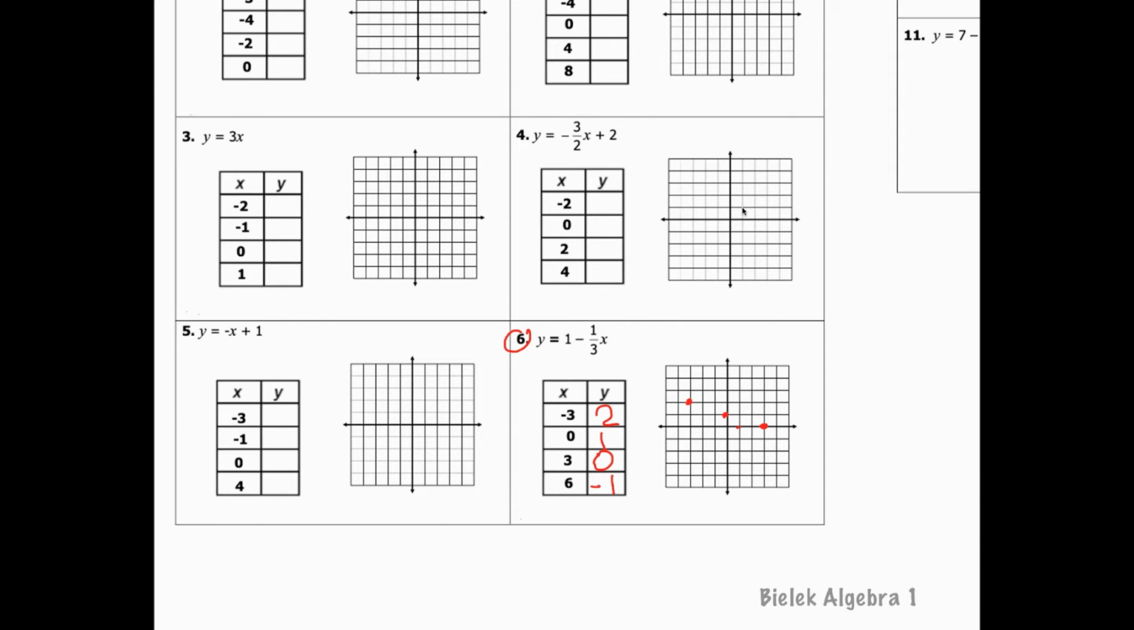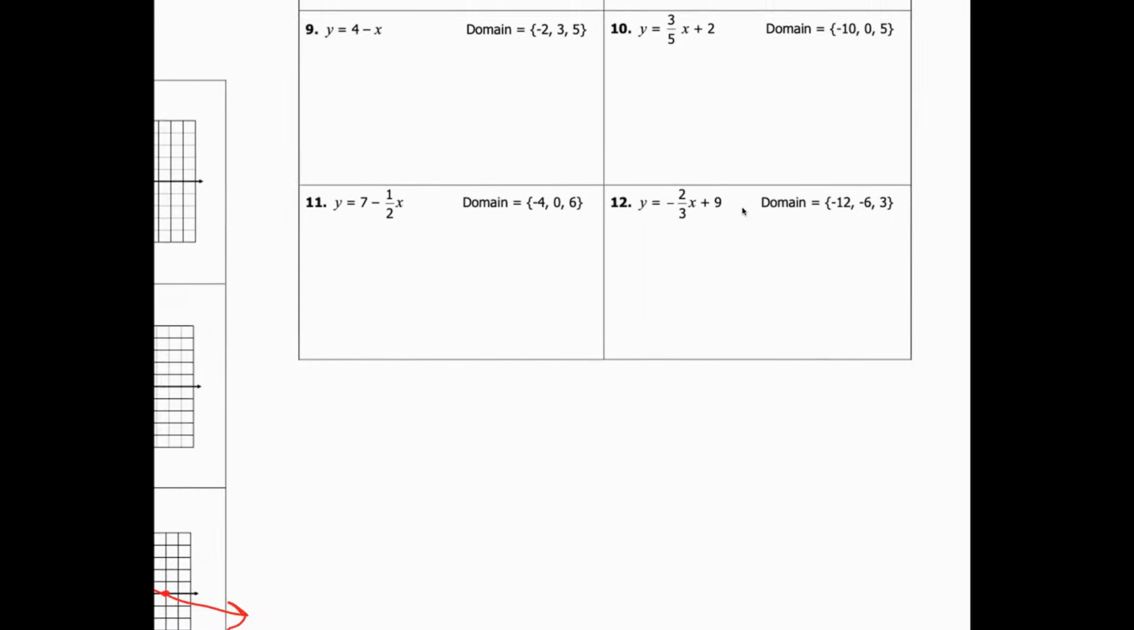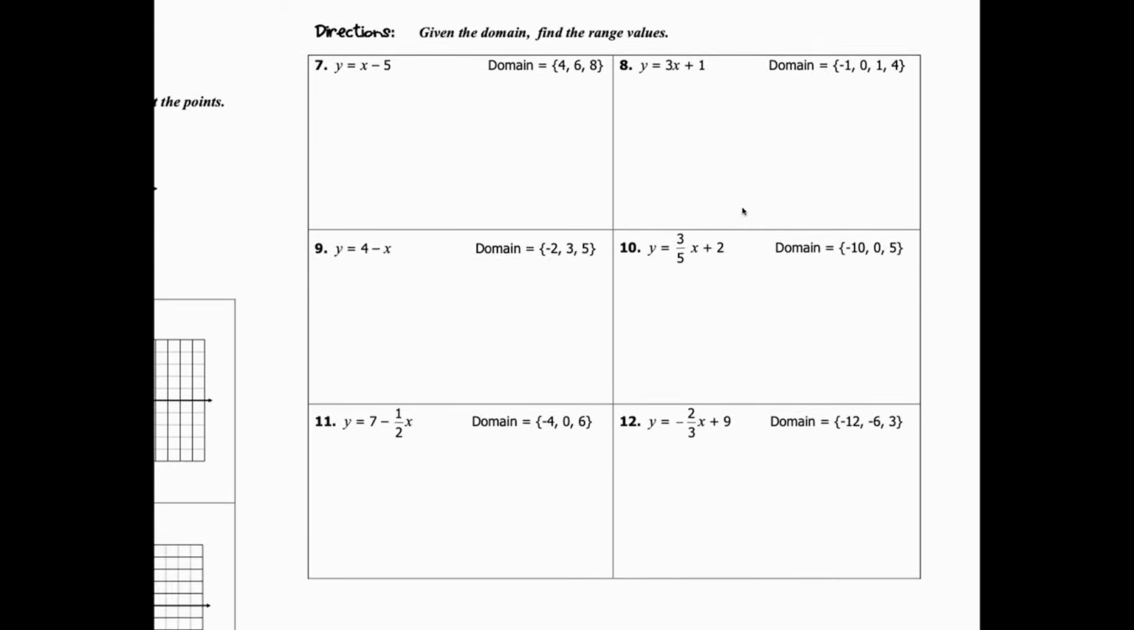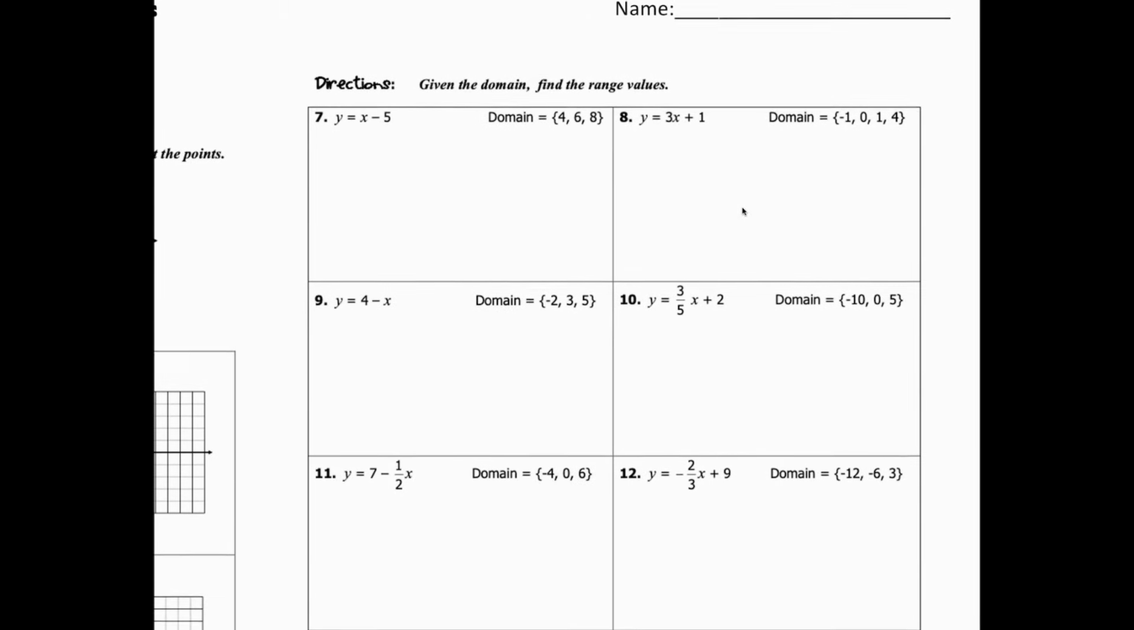And then 6, -1 is off the graph, so that's okay. We'll skip that one. And there would be my graph. And by the way, this here, that's just a stray mark. I didn't need to do that. You can try some of those on your own and check your work and make sure you understand it.